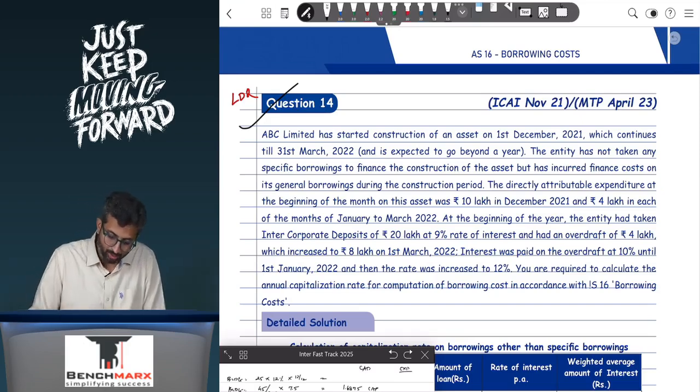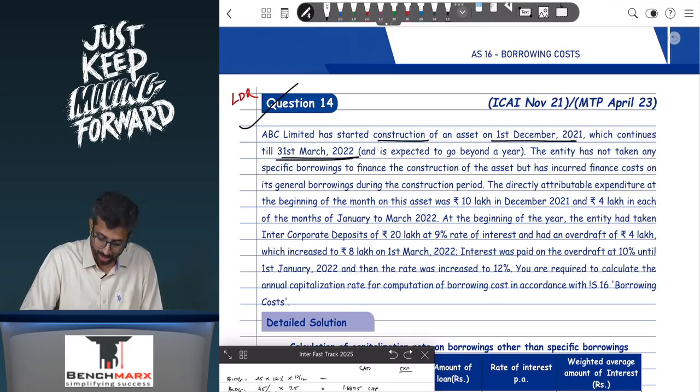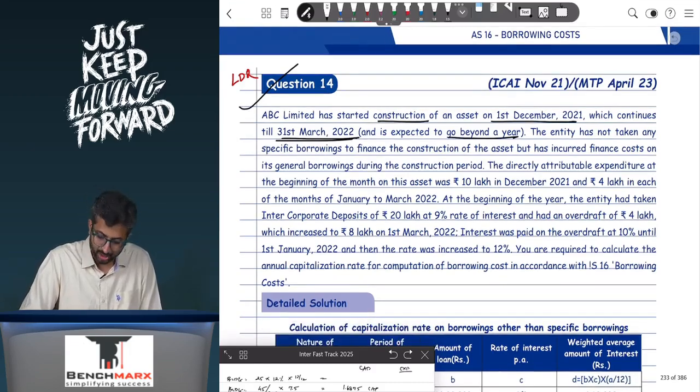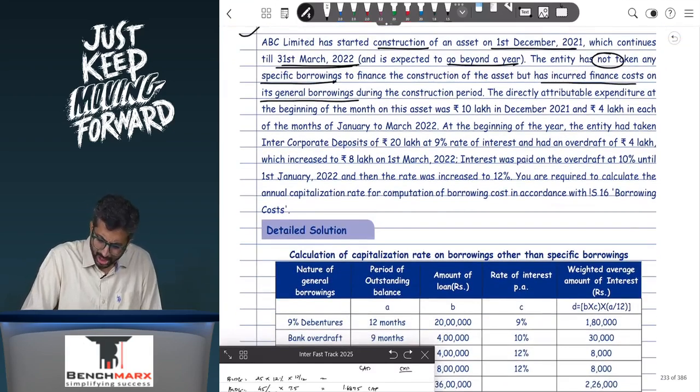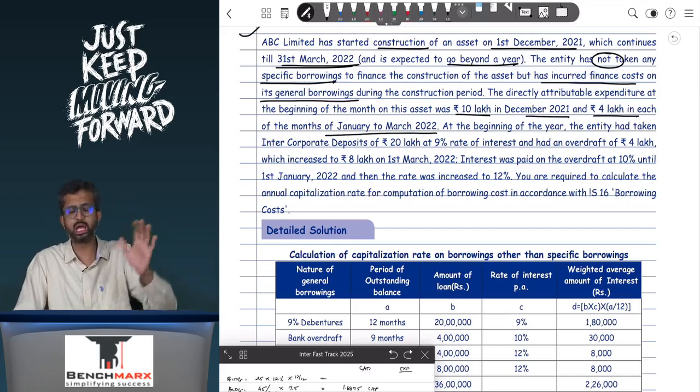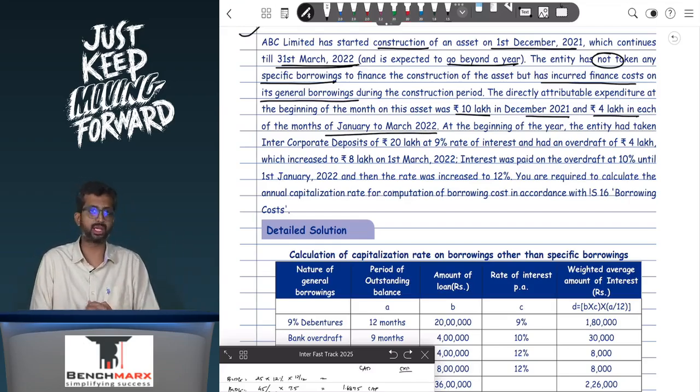So over here, ABC Limited has started construction of an asset on 1st December 21, which continues till 31st March 2022. So this continues for 4 months and is expected to go beyond a year. So this is probably a qualifying asset. The entity has not taken any specific borrowings to finance the construction of the asset, but has incurred finance cost on its general borrowings during the construction period. The directly attributable expenditure at the beginning of the month on the asset is 10 lakhs in December, 4 lakhs in each of the months of January to March. So in case you are asked to calculate the amount to be capitalized, this is the expenditure incurred.